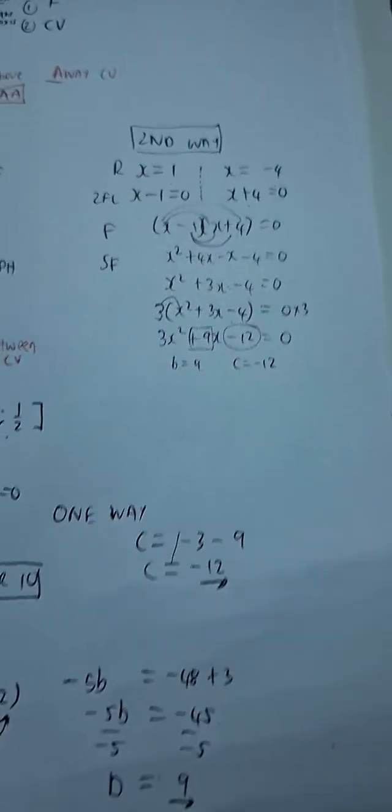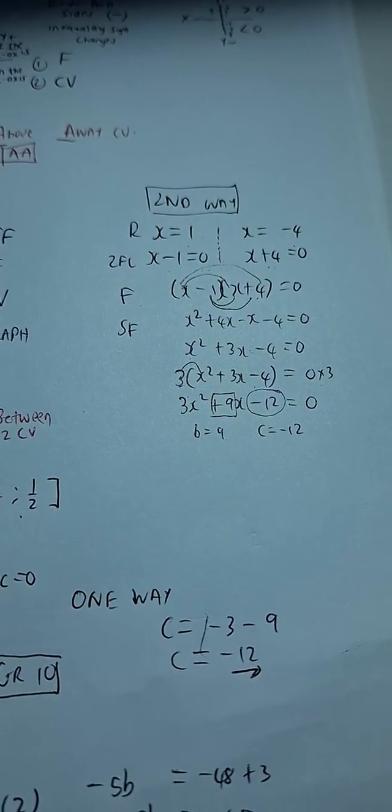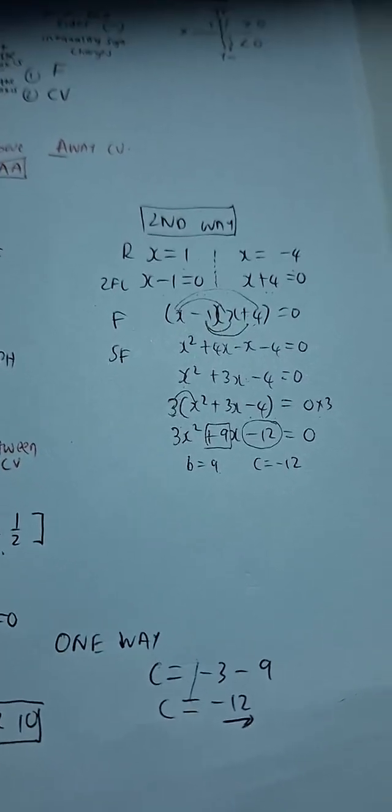Negative 12. Wasn't that the values that we had? Yeah, it seems like it, eh? So this is a second way of doing the same question, just with a different thought process in mind.